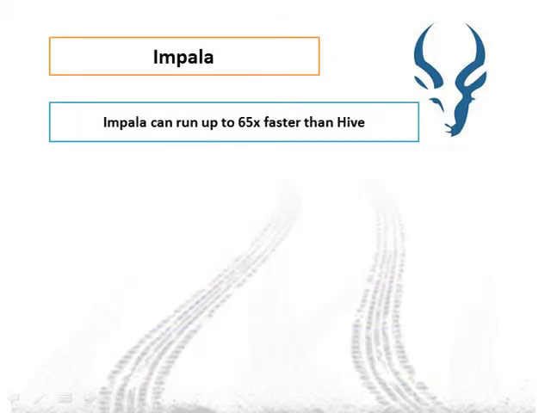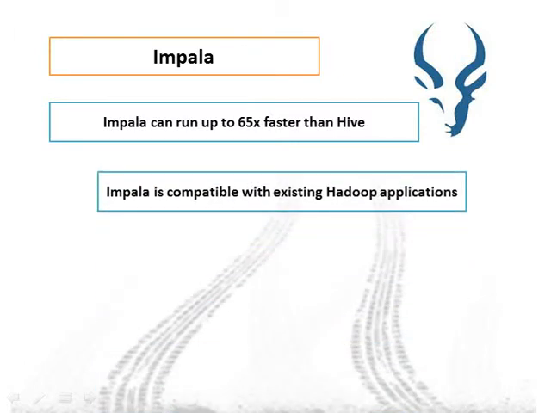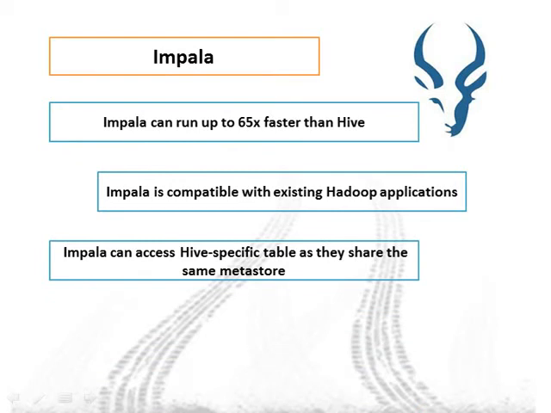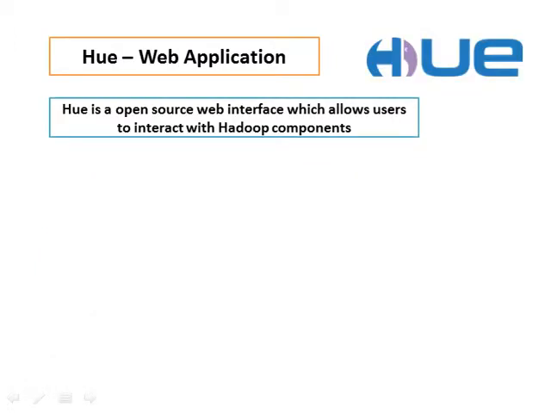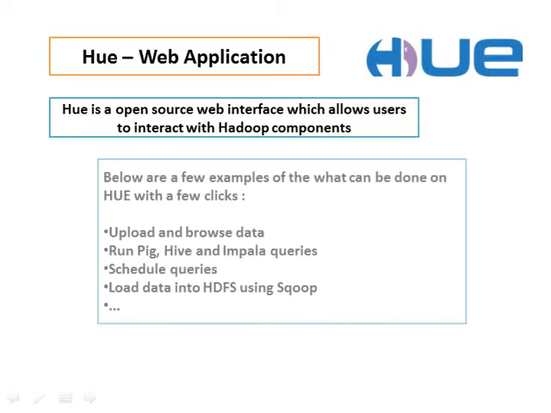Impala can run up to 65 times faster than Hive. Impala is compatible with existing Hadoop applications. Impala can access Hive-specific tables as they share the same metastore. For more information on Impala, visit www.impala.io.